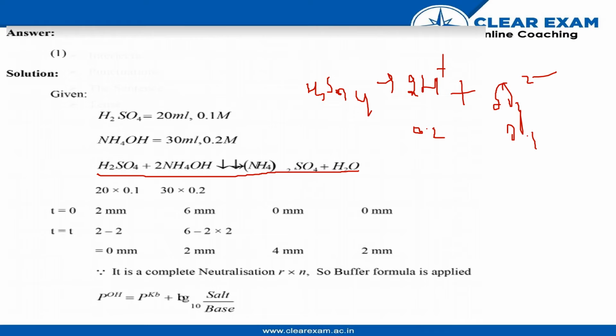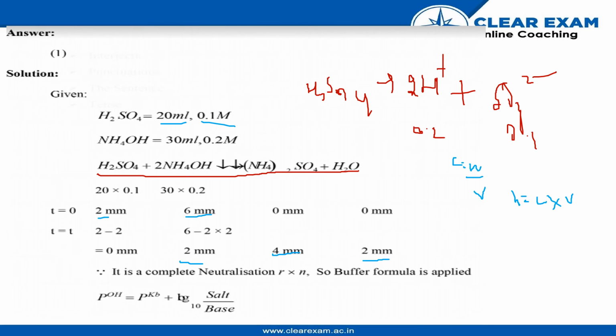And we know that concentration equals number of moles by volume. So the number of moles equals C into V. We have been given the concentration and the volume, 20, so we get 2 mmol for H2SO4, and for NH4OH we find 6 mmol. So at time t, 2 minus 2 will be 0 and 6 minus 4 will be 2, and for the SO4 2- it will be 2 mmol and H2O 4 mmol.